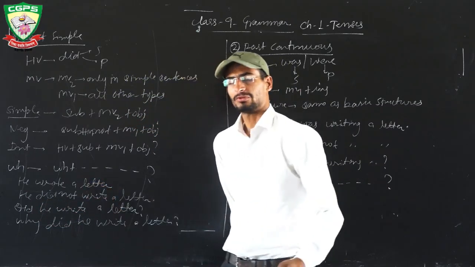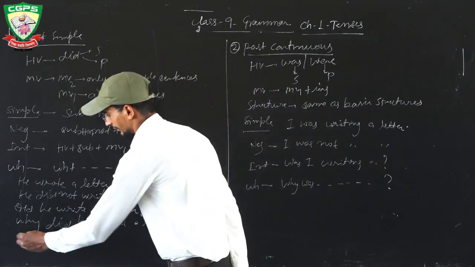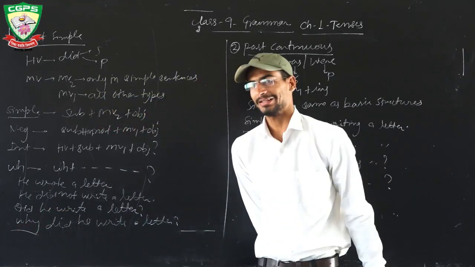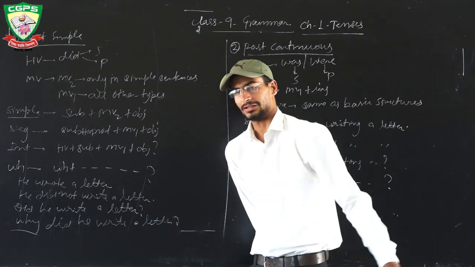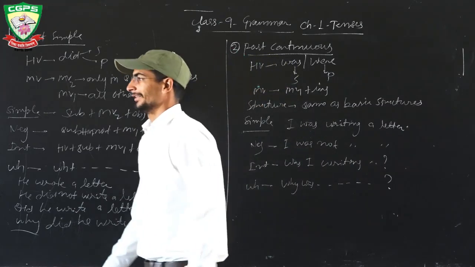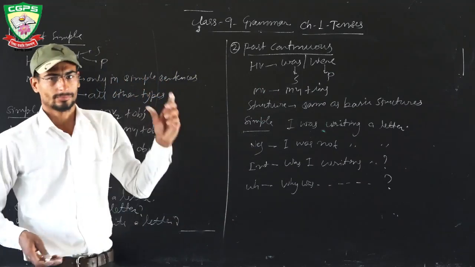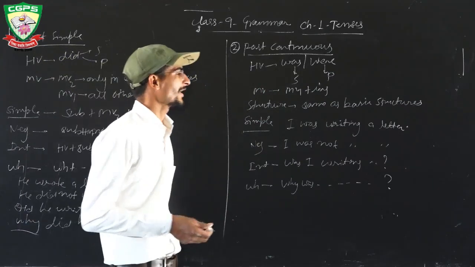And the same double word type sentence, add the double word, the reason why: why did he write a letter, that is double word type sentence. And the last interrogative, the question mark. So that was all about the past simple tense. Next tense is past continuous tense.